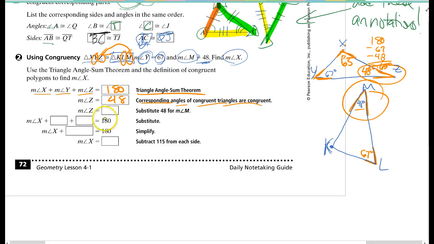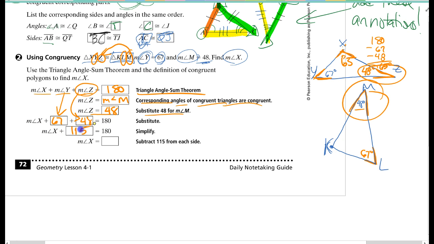So measure of angle Z. Ooh, I got ahead of myself, I'm sorry. Do you mind erasing in your book? Sorry. So measure of angle Z would be congruent to measure of angle M, and then substituting the 48. There we go. Now we can substitute. We know something about angle Y. They told us that. That's 67. And then angle Z gets substituted right here with its 48. So x plus 67 plus 48 equals 180. Simplify that.